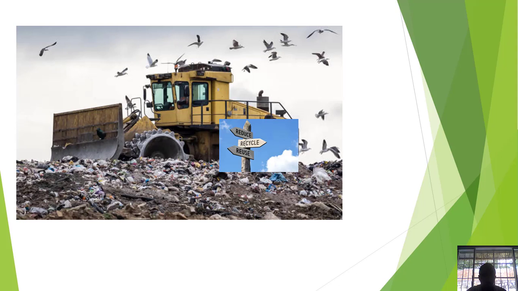Now, look at this picture. You can see this machine is a bulldozer. What is it doing? This is a landfill. You can see this land is full of garbage. You can see the picture here: reduce, recycle, reuse. They are recycling materials. From this landfill, maybe they can collect some items and materials which can be reused to manufacture other new products.